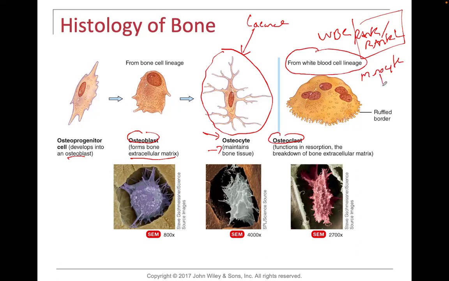It comes from a monocyte, and monocytes evolve into a macrophage. Remember, macrophages are phagocytic, they engulf and they eat. So what these osteoclasts do is these ruffled borders release very strong, potent digestive enzymes. And when those enzymes hit the bone, they break down the bone and release calcium into the bloodstream.